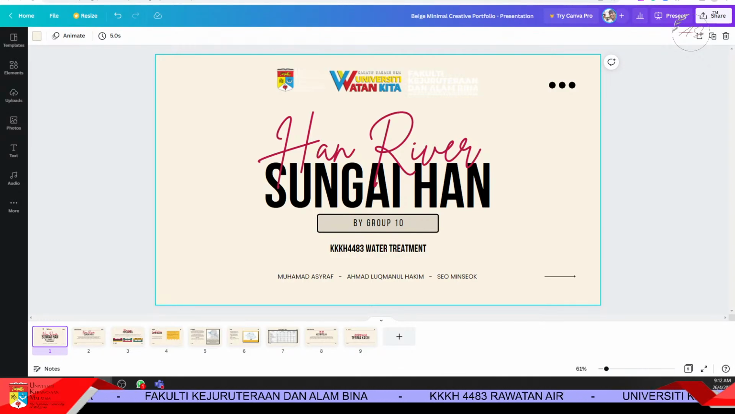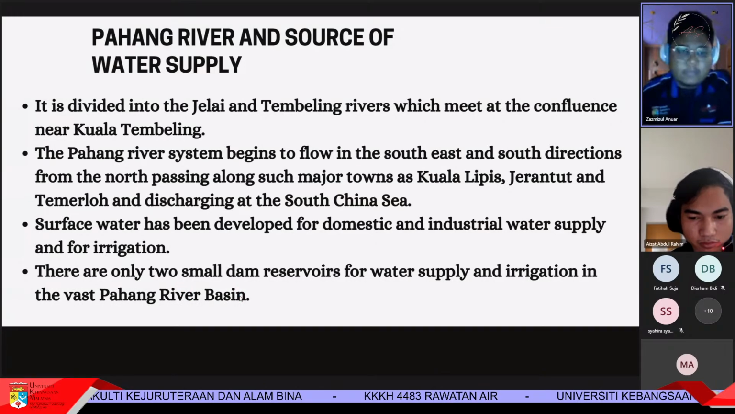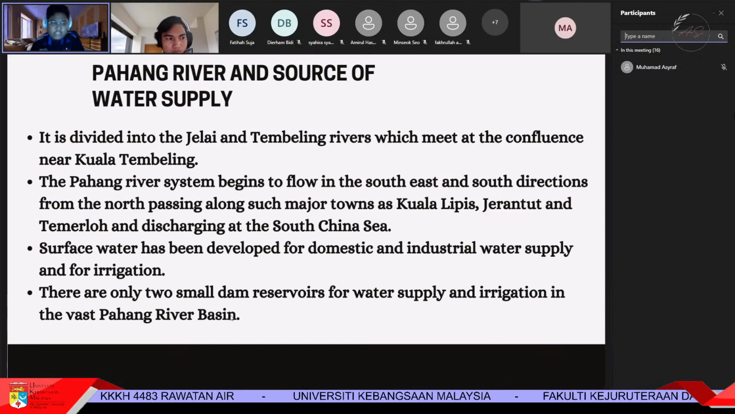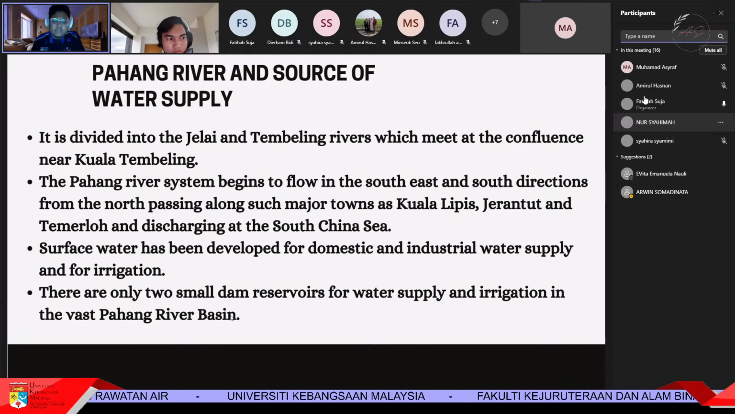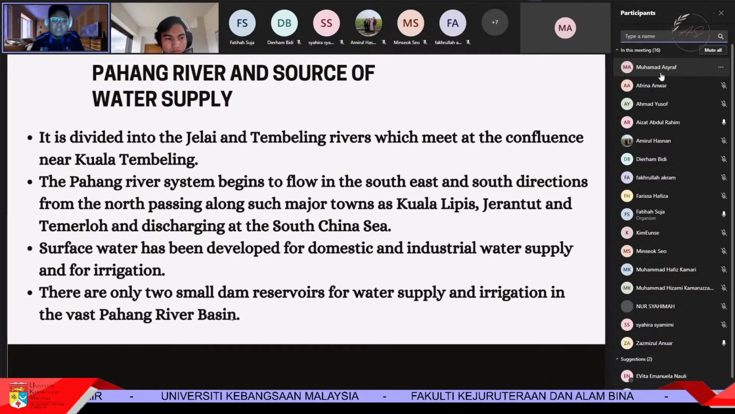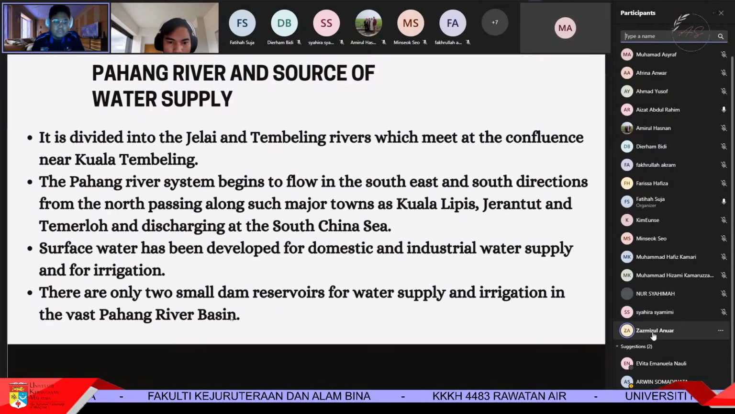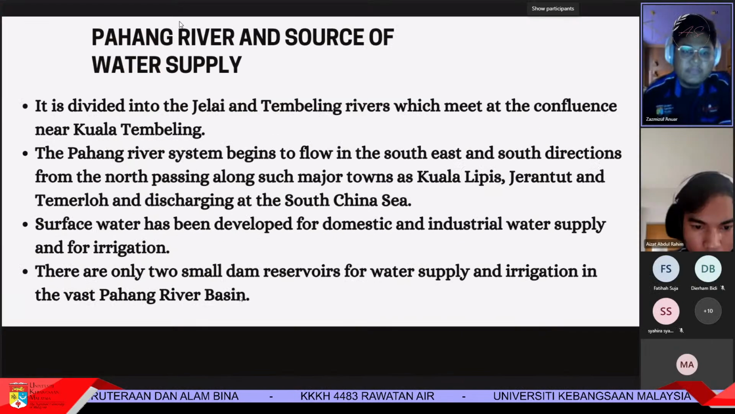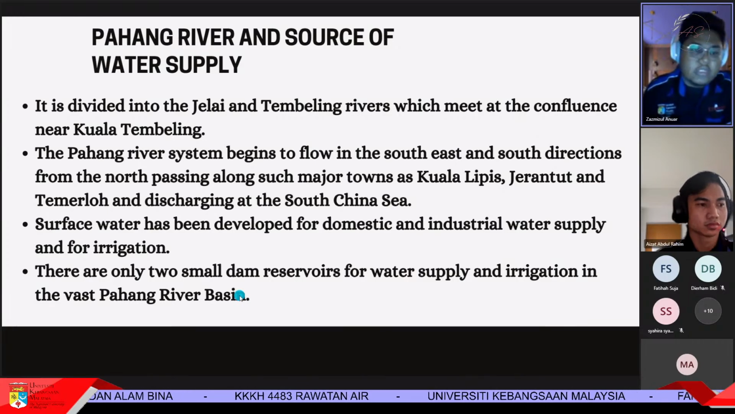Okay, for Pahang River and the source of water supply, it is divided into the Jelai and Tembeling Rivers, which meet at the confluence near Kuala Tembeling. The Pahang River system begins to flow in the southeast and south direction from the north, passing such major towns as Kuala Lipis, Jerantut, Temerloh, and discharging at the South China Sea. The surface water has been developed for domestic and industrial water supply and for irrigation. There are only two small dam reservoirs for water supply and irrigation in the vast Pahang River basin. This is shown in this picture.